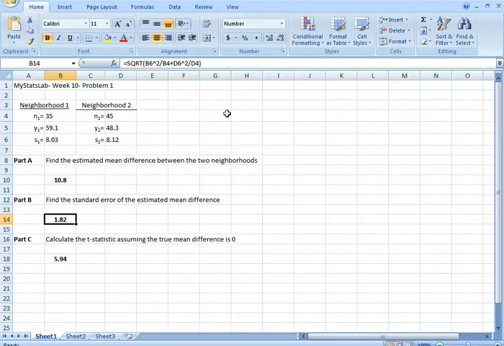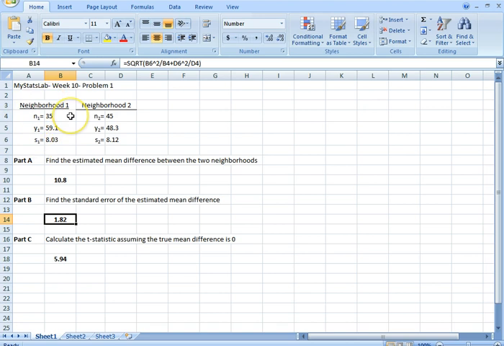Hey guys, this is a screencast of an example for problem 1 in your week 10 MyStatsLab homework. In this problem, a developer wants to know if the houses in two neighborhoods were built at basically the same time. So a random sample is collected and the summary statistics are shown here.